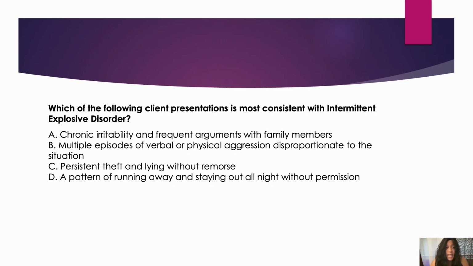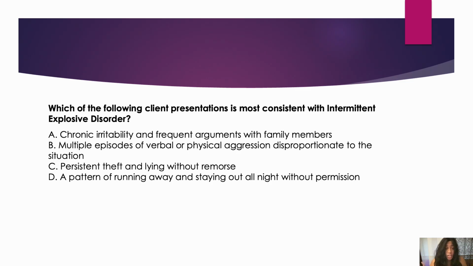C says persistent theft and lying without remorse. There's another diagnosis there in C. What diagnosis is C talking about? I'm not going to answer it. I know you can find the answer. Leave me a comment and let me know. D says a pattern of running away and staying out all night without permission. Oh, there it is, another one showing you a diagnosis. I want to know what you all think A, C, and D are the diagnosis for. Let me know in the comment section.